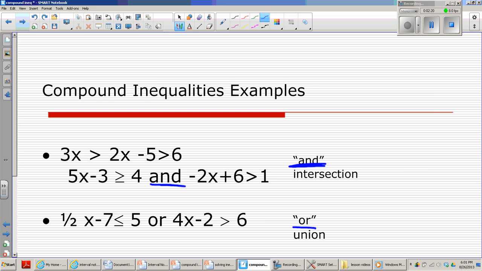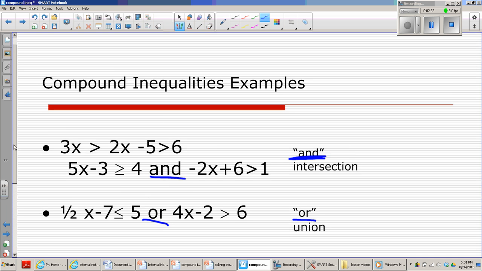Or statements. They're always going to have the word or. So we have 1/2 x minus 7 less than or equal to 5, or 4x minus 2 is greater than 6.